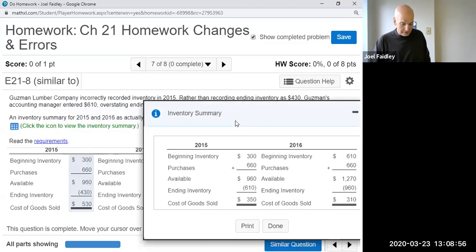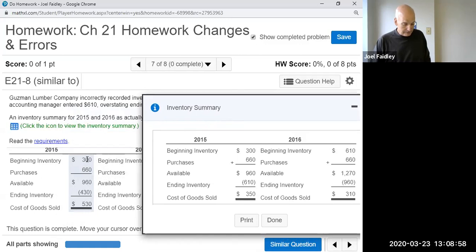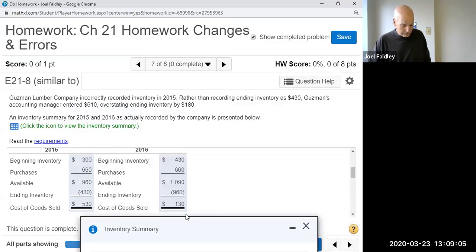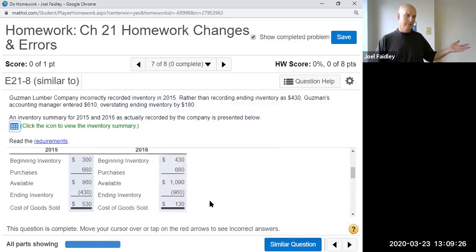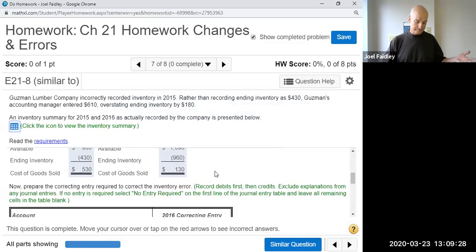The analysis, first of all, that's given. So if you do this correctly, 300, 660, there's what it should have been, 430. And so 530 and 130 over those 2 years is 660. Ending inventory, beginning inventory for the next period. So 660, so that's the same as what you see here, right? 660 over 2 years is the same. But this is the correct version. Again, remember, inventory self-corrects.